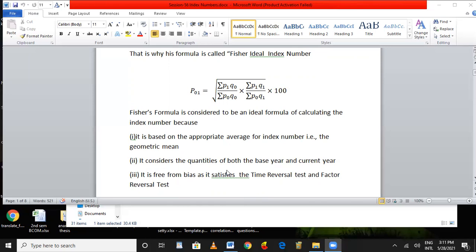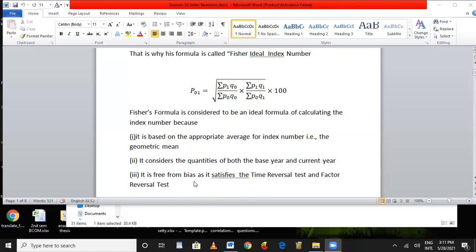Then it considers the quantities of both the base year and the current year. Some weighted index numbers consider only the base year quantities, as it is necessary that individual importance be given to the items or commodities. But here not only the base year but also the current year quantities are considered. So that is why it is called Fisher's index number, the ideal index number.